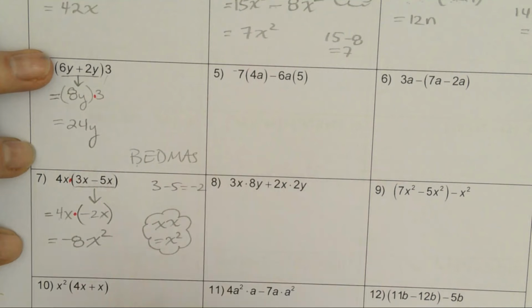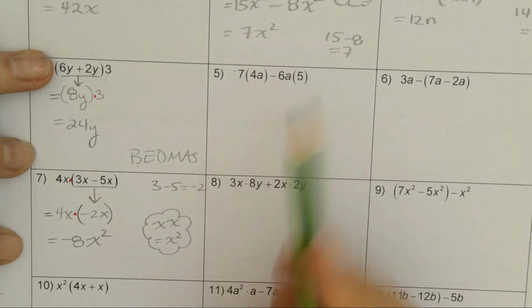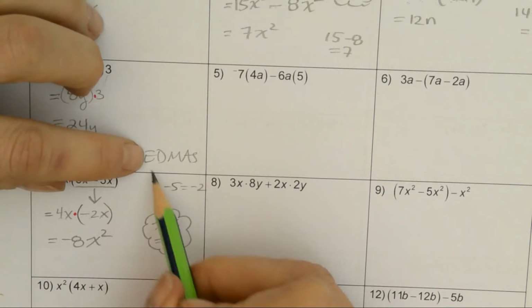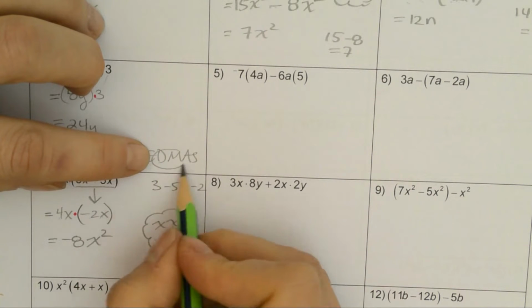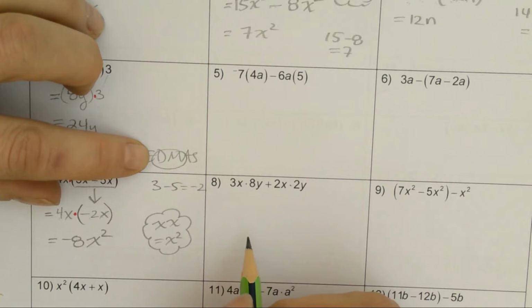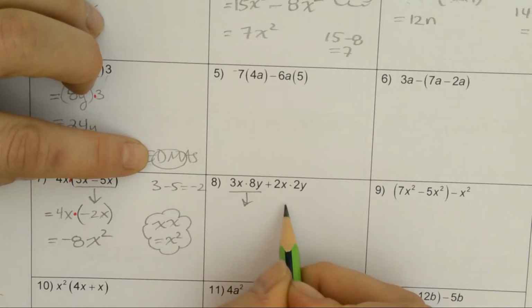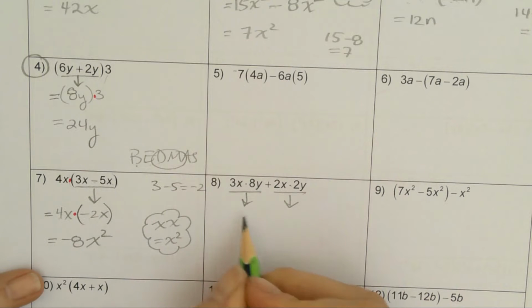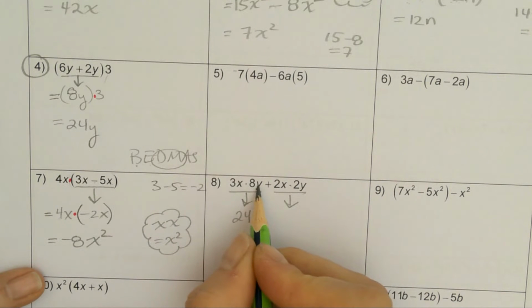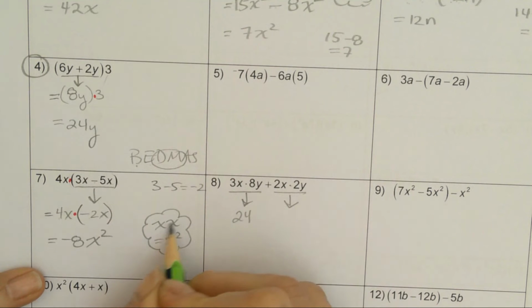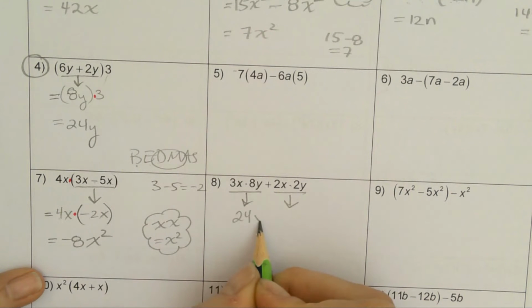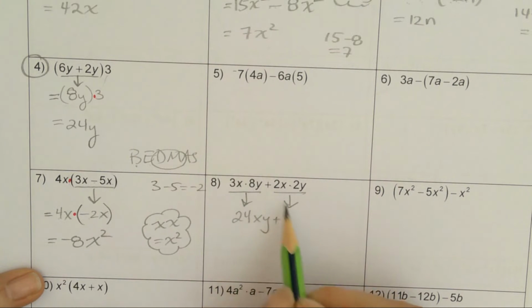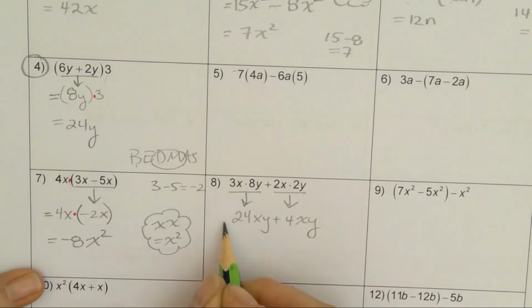Let's do the next one. So do I have brackets? BEDMAS? No. Exponents? No. Divide, multiply? These dots are multiply. So I'm going to do multiply. Because this is not touching this one, I can do them at the same time. Okay. 3 times 8 is 24. I have an x and I have a y. If they're both x's, I can do x squared, but these are different letters, so I'm just going to put them next to each other. 2 times 2 is 4. And I just have an xy beside each other, so I put them beside each other.